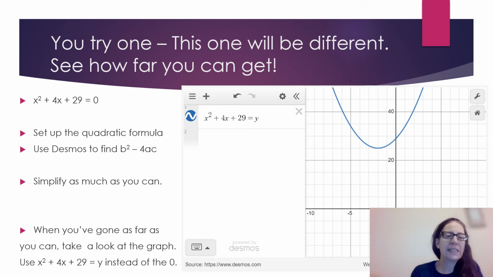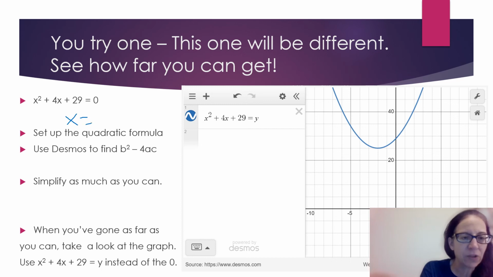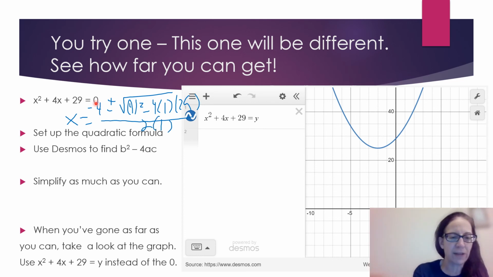All right, so in setting up the formula, you should have had something like this. x is equal to the opposite of 4 plus or minus the square root of 4 squared minus 4 times 1 times 29, all over 2 times 1. I know that's super messy, but you should have it written down on your own page anyway. So that's what you should have for your setup.